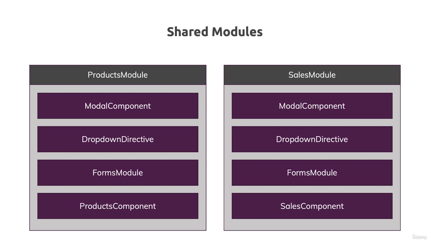In this hypothetical app here, we've got two feature modules. And of course, we would also have an app module, but it's not important for the shared module here. So we've got two feature modules, products and sales. And as you can see, these two modules only differ in one component. The products module has the products component here on the left, and the sales module on the bottom right has a sales component. All the other components and directives they use are essentially the same.